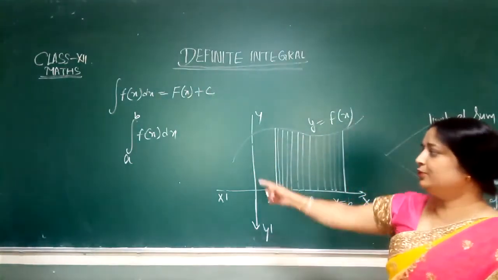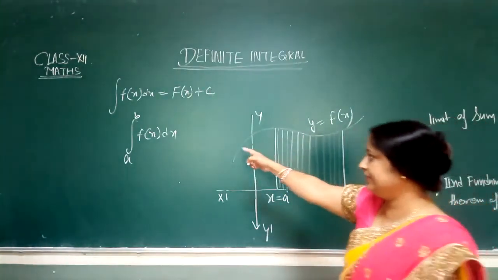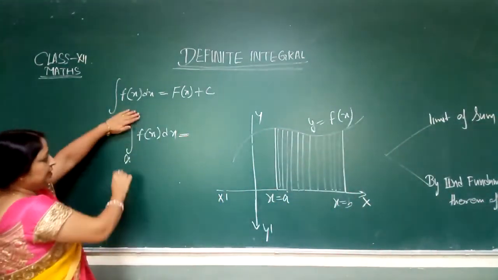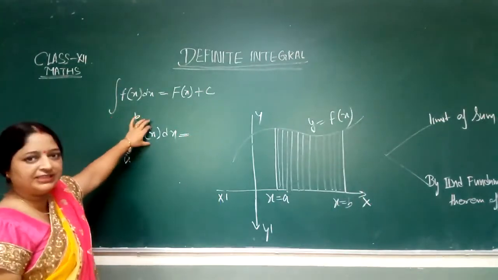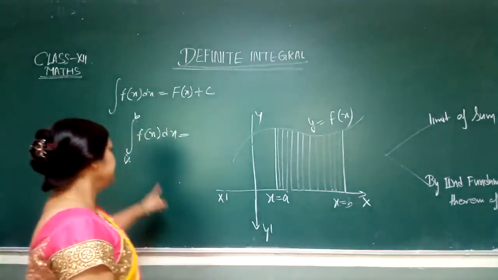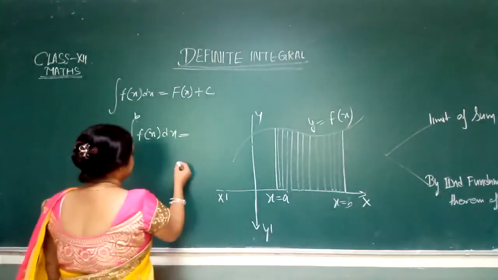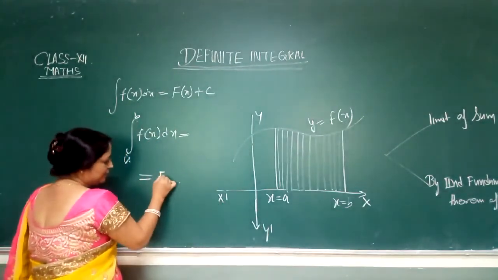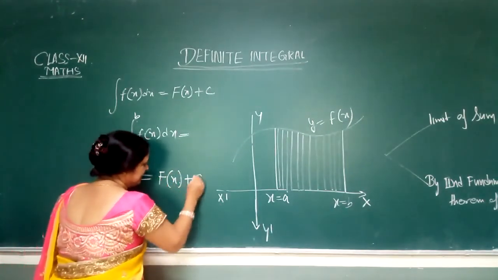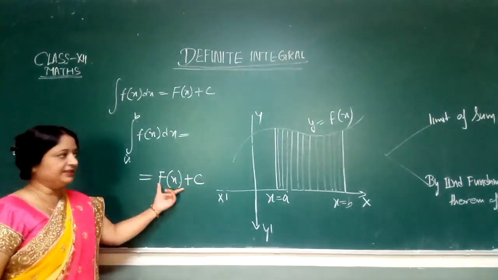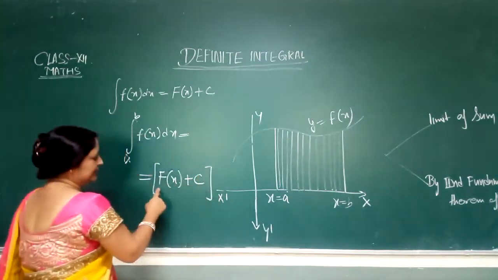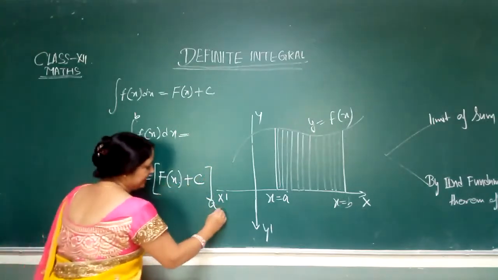Now how will you apply the limits a to b to f of x dx? Students, suppose you leave these limits a to b aside for now. What is the indefinite integral of f of x dx? Suppose that after integration it comes out as capital F of x plus c. This is the indefinite integral. Now you have to apply the limit also. After the integration, we will write the limits a to b here.